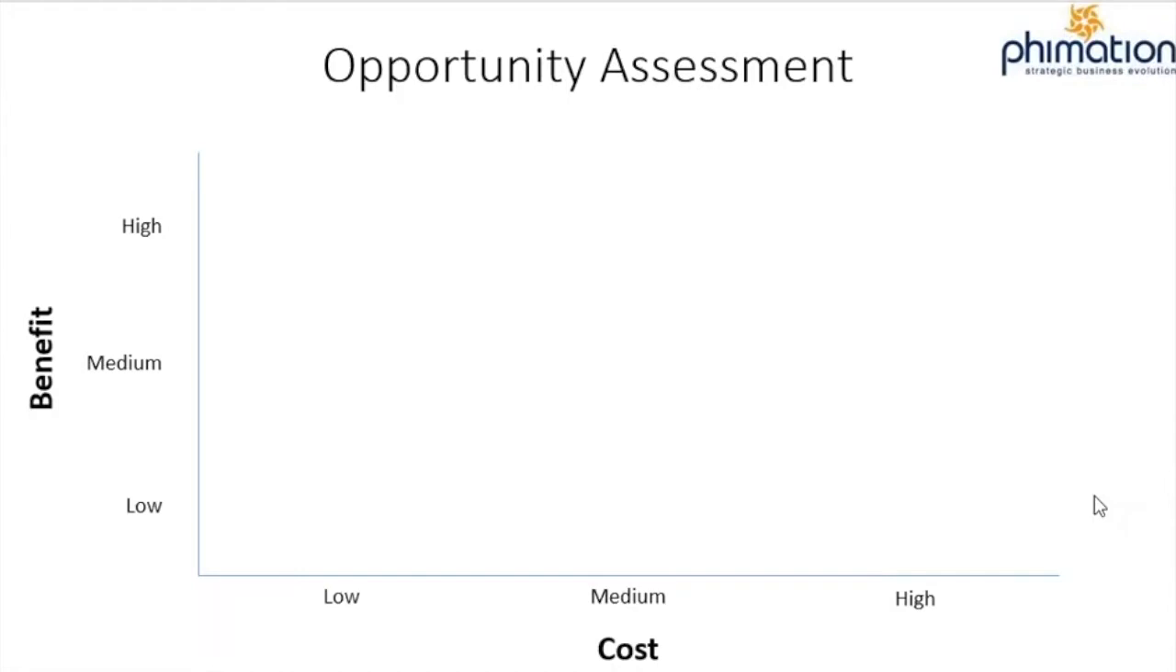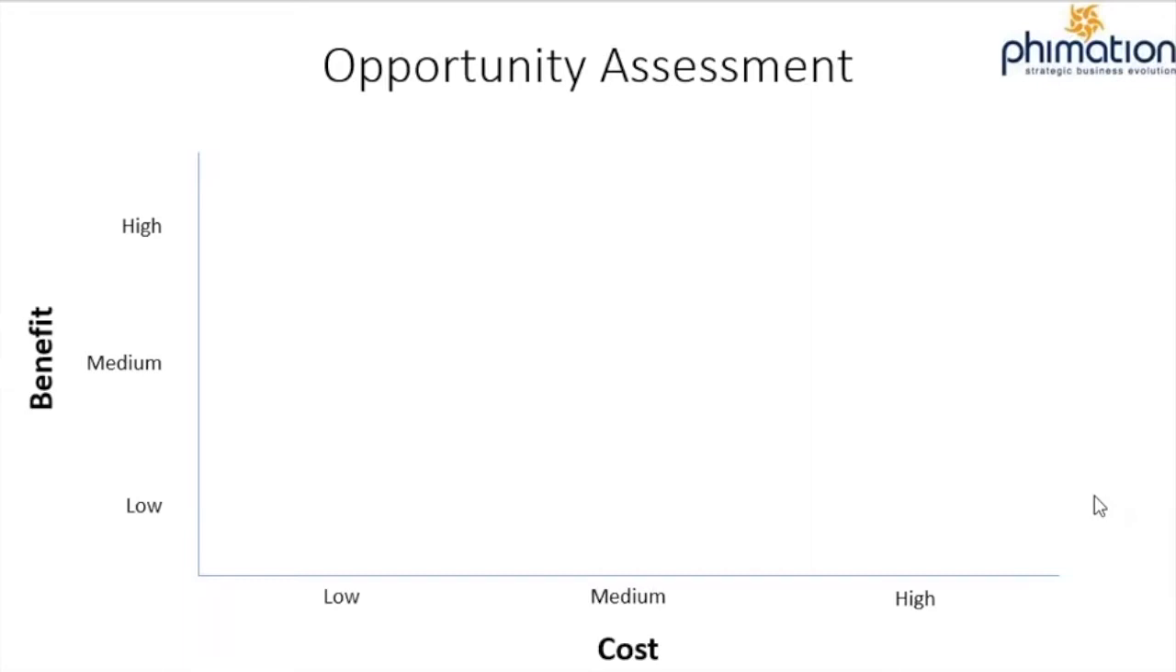So on the y-axis is categorizing what's going to be the impact of the benefit of doing this on the business, really broadly. Is it going to be low, medium, or high? And then also on the investment side, is it going to be a low, medium, or high investment?